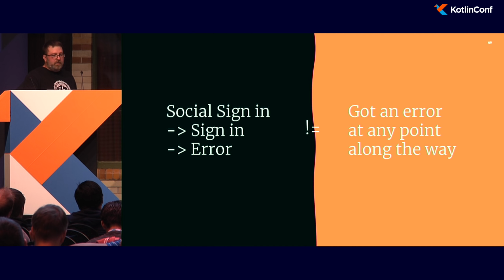And really what we're trying to represent is that someone got an error at this step. They tried social sign-in, then they went through sign-in, and then they got an error, which is really definitely not the same as getting an error at some point anywhere along the way.